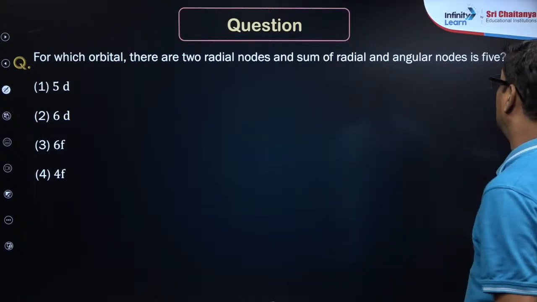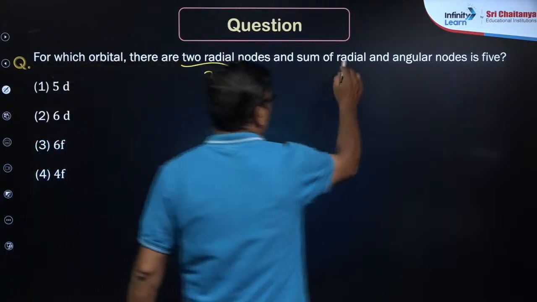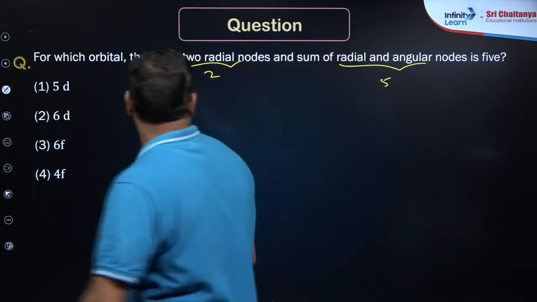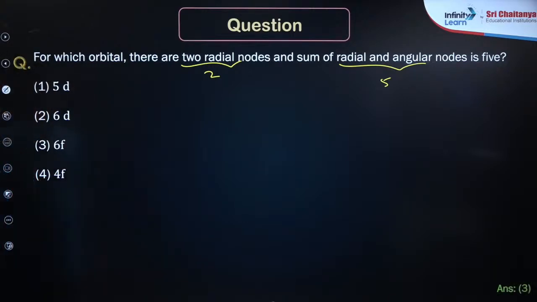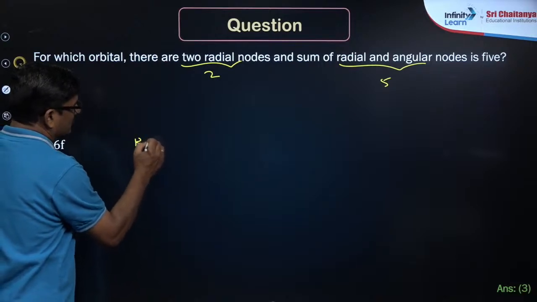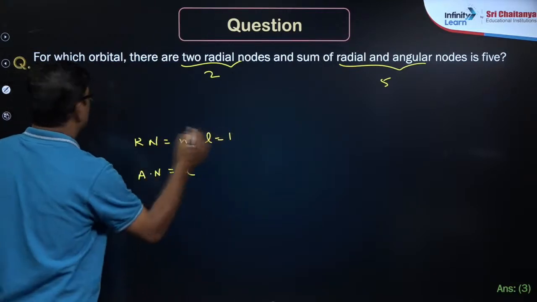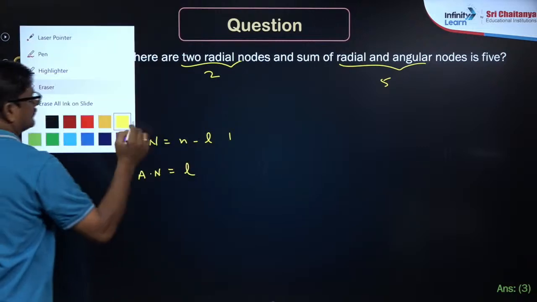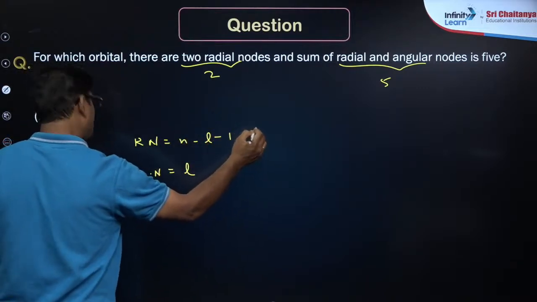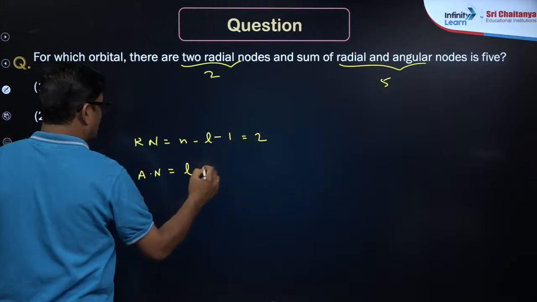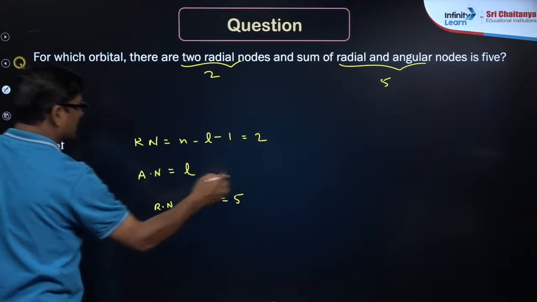There are 2 radial nodes and the sum of radial nodes and angular nodes is 5. So angular nodes are supposed to be 3, so 2 plus 3 is equal to 5. So it is going to be the 6f orbital. The radial nodes are n minus l minus 1, and the angular nodes are l. With 2 radial nodes and the sum of radial nodes plus angular nodes equal to 5, if you solve it, it is going to be 3.